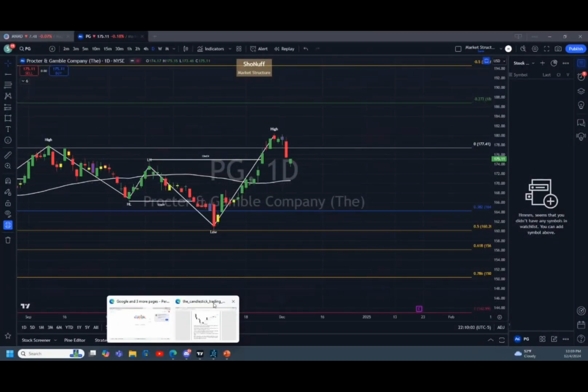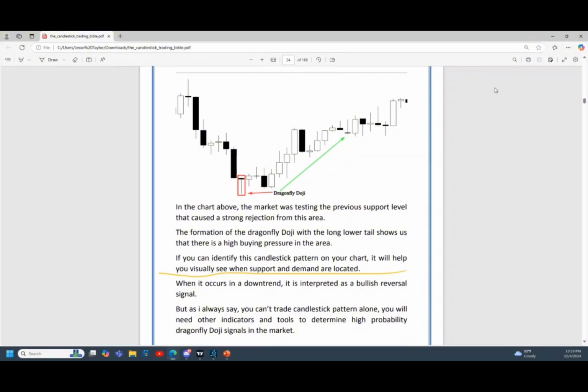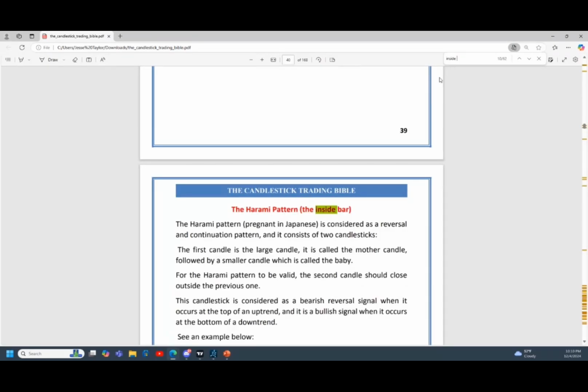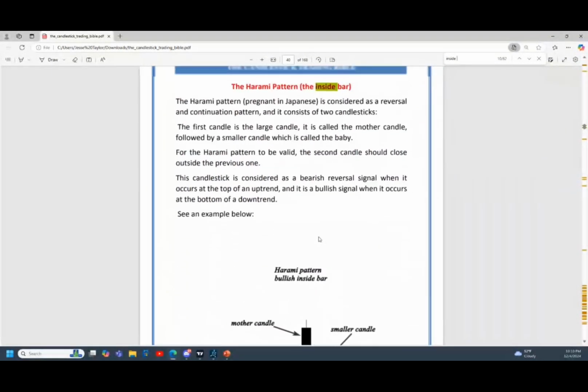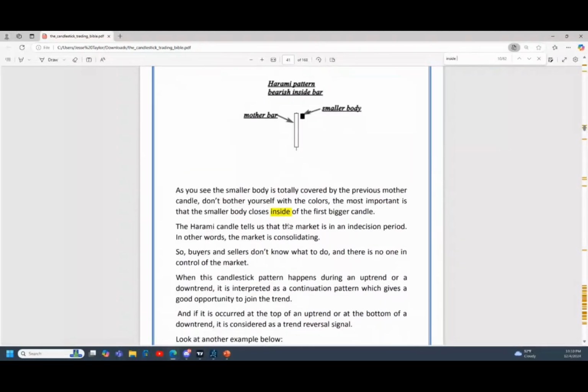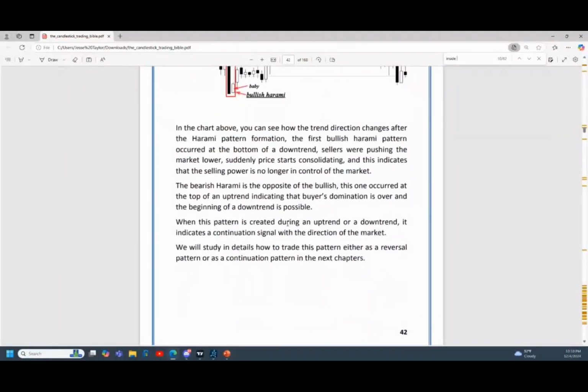Another thing, I go to the candlestick Bible. Inside bars, right? Let's see here. Let's see if they give us an example of one.